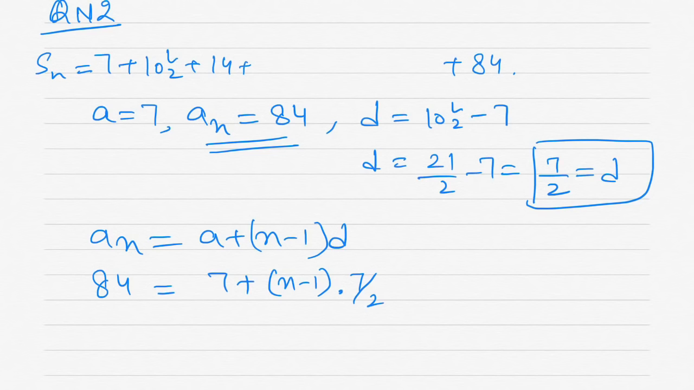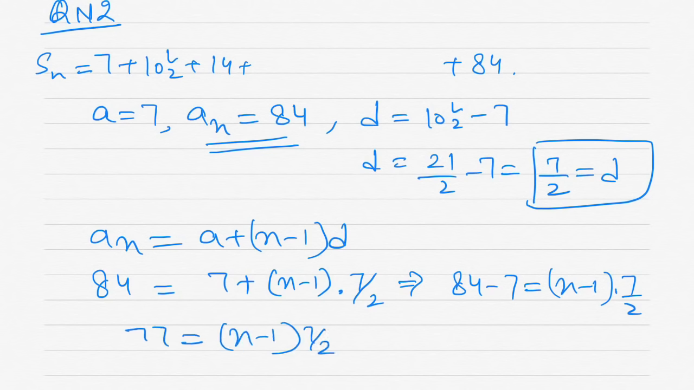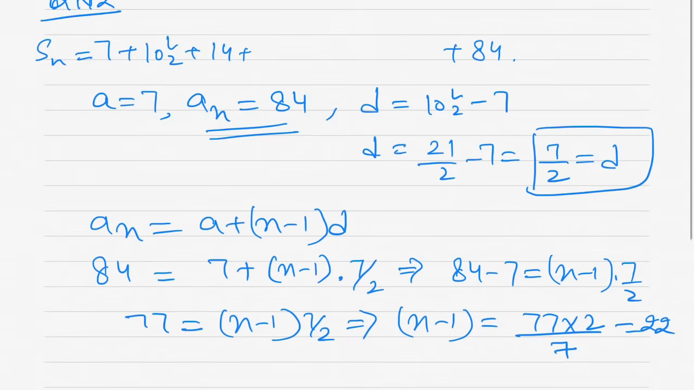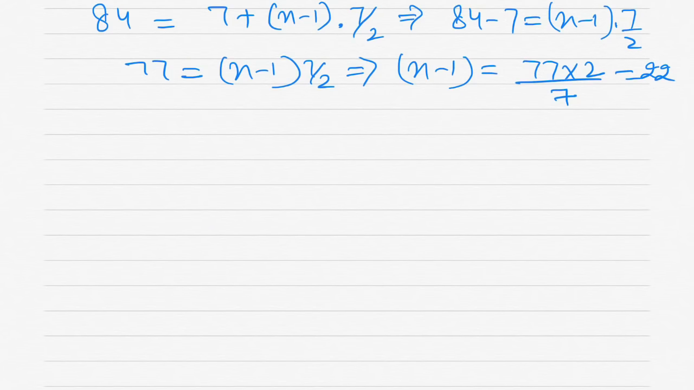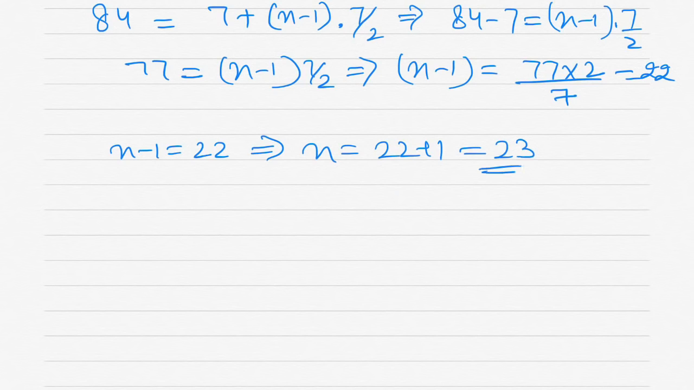Shift 7 to the left hand side. So this implies we have 84 minus 7 is equal to n minus 1 into 7 by 2. 84 minus 7 is 77, equal to n minus 1 into 7 by 2. This implies n minus 1 is equal to 77 into 2 by 7, which is equal to 22. So we have n minus 1 is equal to 22, which implies n is equal to 22 plus 1, 23. So the value of n is 23.